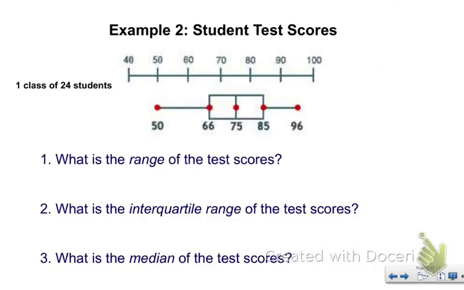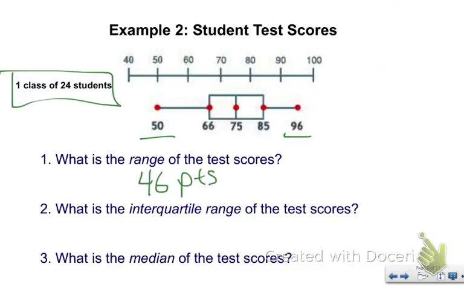Alright, so more of what I'm going to ask you to do is going to be interpreting. So, for example, it says, what is the range of the test scores? This box and whisker plot represents students' test scores, and it's telling me here that this is one class of 24 students total. So the range is going to be the maximum minus the minimum. So the range of scores is 46 points, because 96 minus 50 is 46 points.